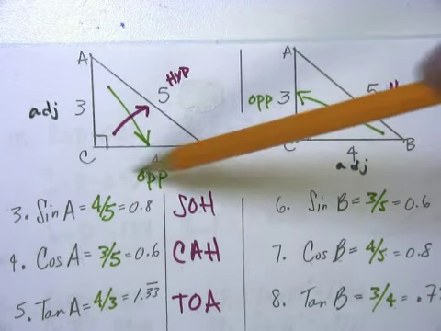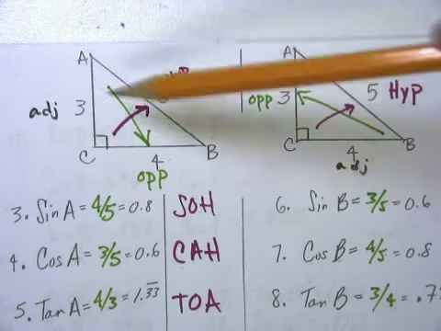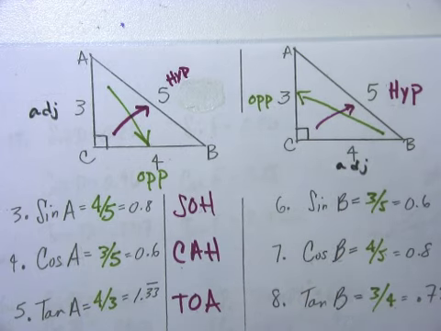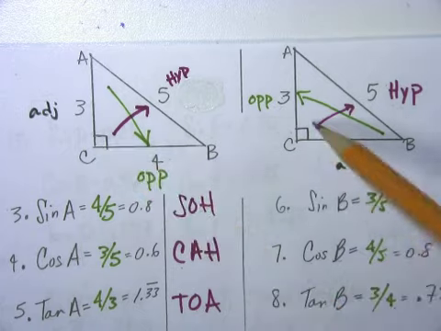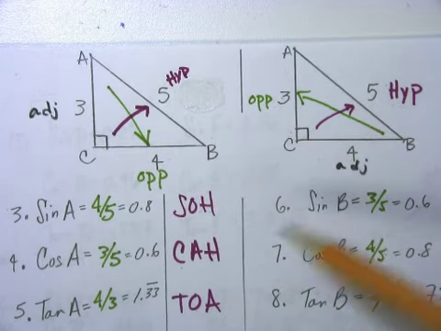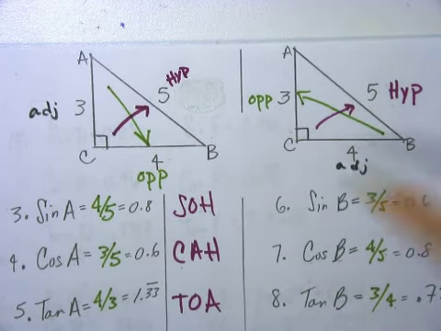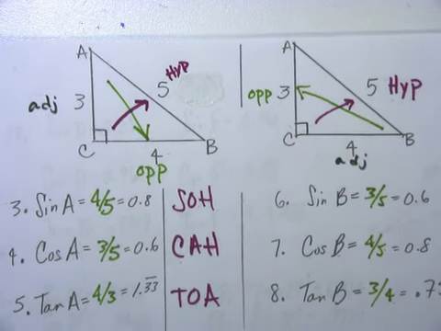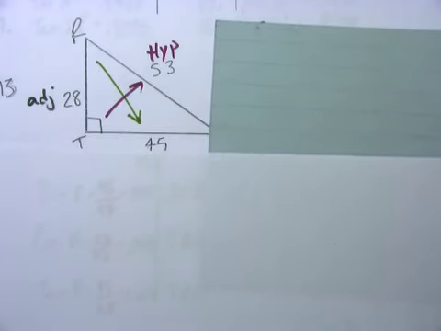Notice, by the way, that when I did A, angle A determined how I labeled my triangle, and then once I was doing the three trig functions of angle B, that determined how I labeled my triangle again. Depending on what angle you're focusing on, that determines how you label your triangle. The hypotenuse is always dictated by the right angle. It's always across from the 90-degree angle, but the angle you're focusing on determines which one is the opposite and the adjacent. Let's take a look at the next question.